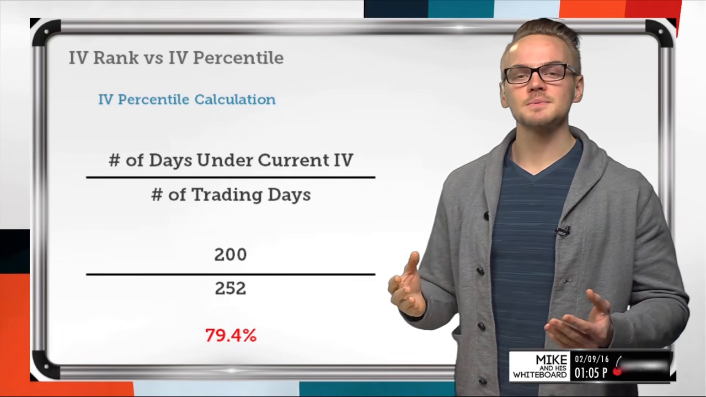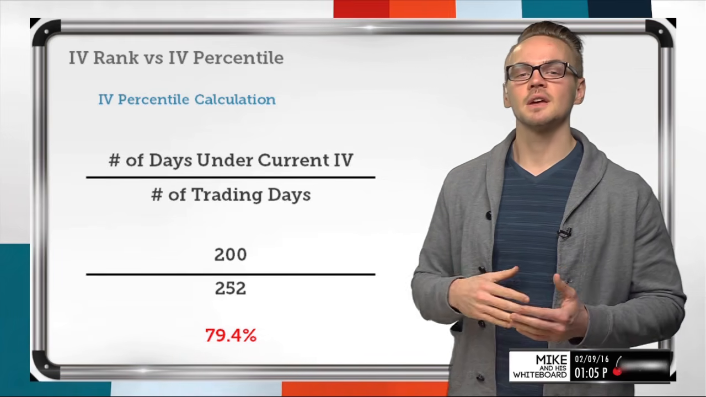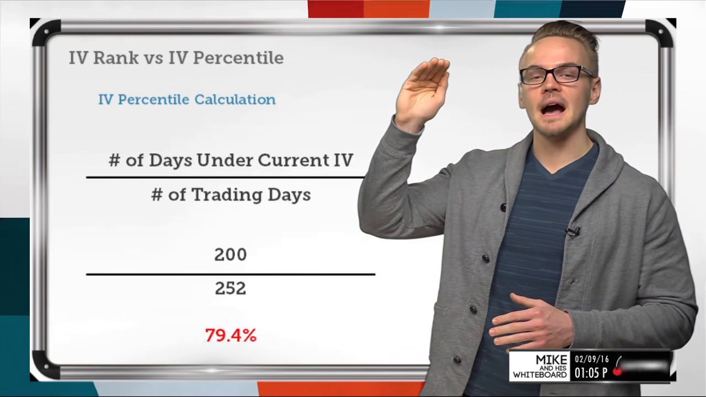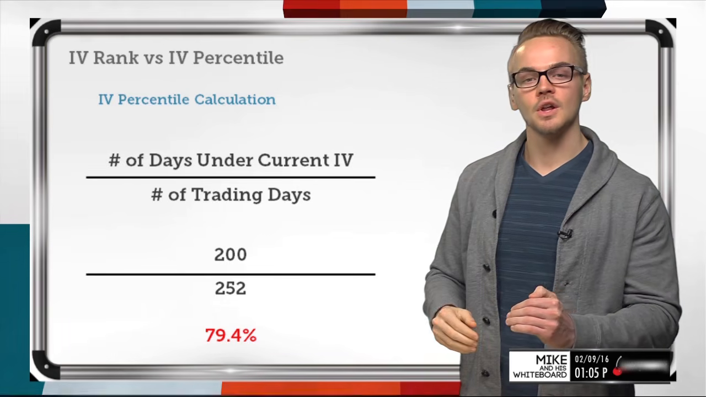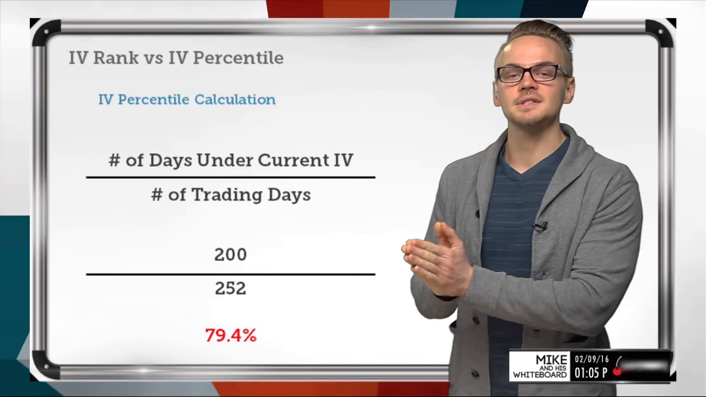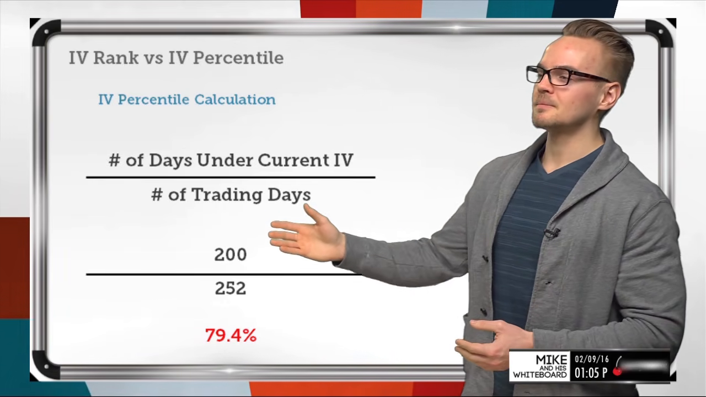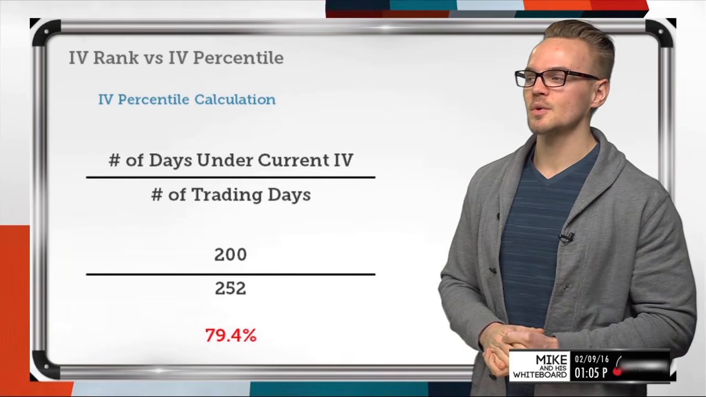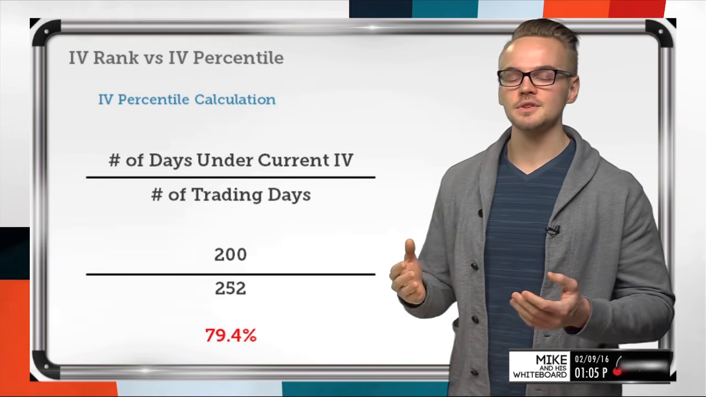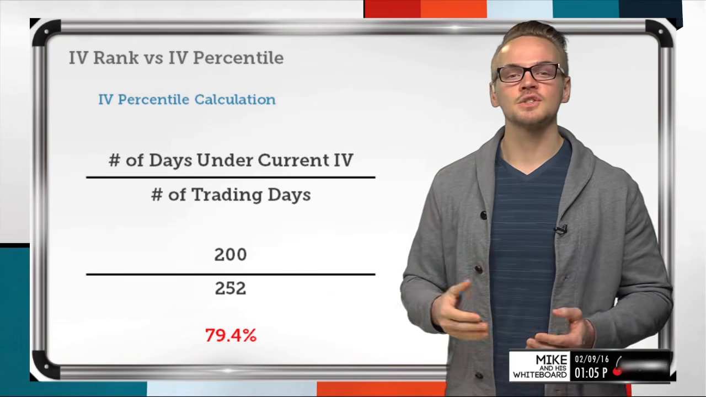The big difference between IV rank and IV percentile is that IV percentile does not just look at the IV high and the IV low. It's going to look at every single data point and every single day that the underlying is trading. The IV percentile calculation is the number of days under the current IV over the number of trading days total.